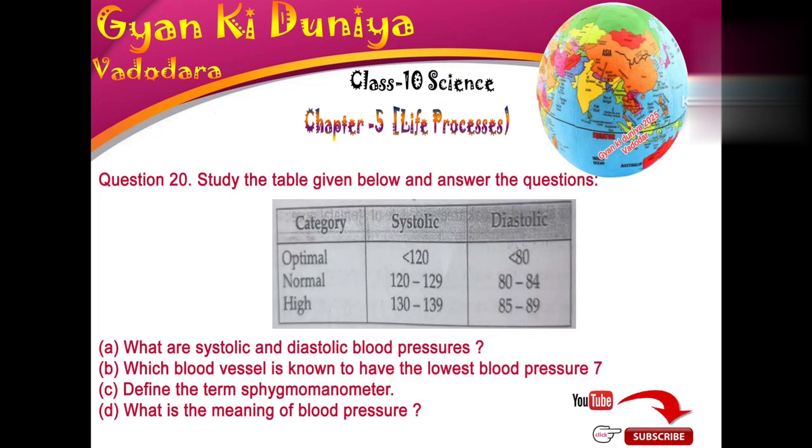Question number 20. Study the table given below and answer the questions. A. What are systolic and diastolic blood pressure? B. Which blood vessel is known to have the lowest blood pressure? C. Define the term sphygmomanometer. D. What is the meaning of blood pressure?